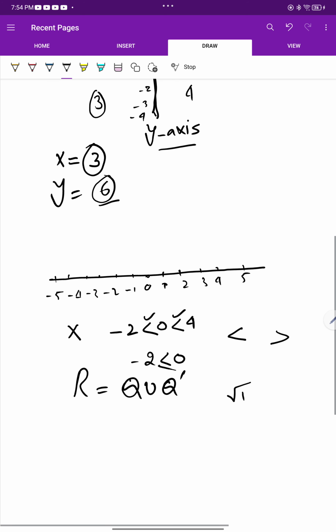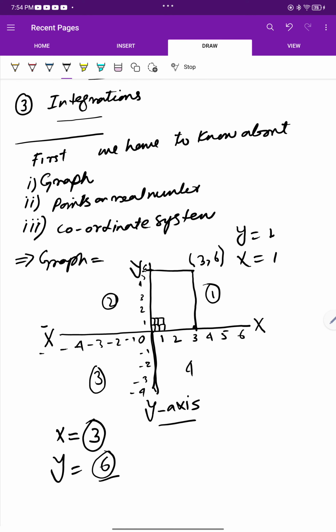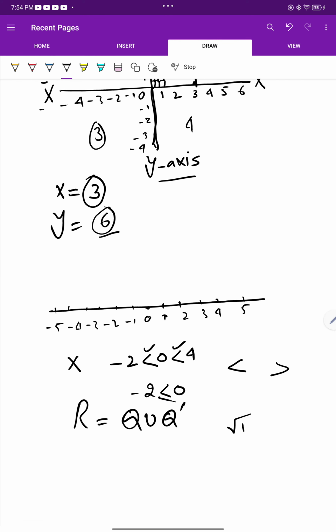We will also come across this in calculus. The coordinate system, and this is the real number line, you also understand.